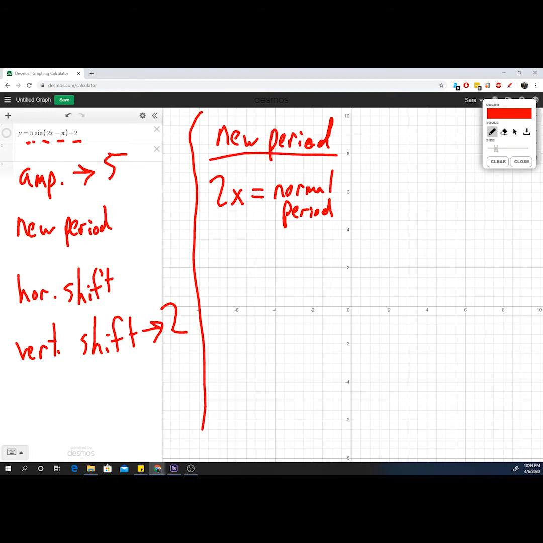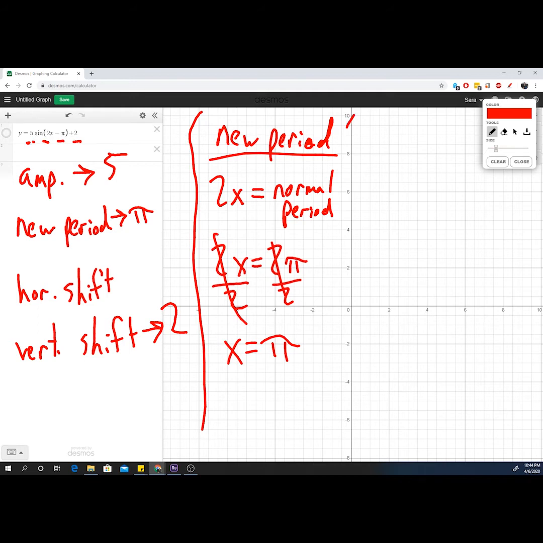So we're going to set this bx equal to the normal period, and we're going to do what comes naturally next. We're going to solve for x. So we get x equals pi. So your new period will be pi long. In other words, this will be a graph that was smushed, so it's only half as wide as a normal sine graph.